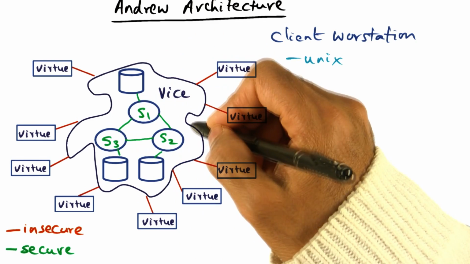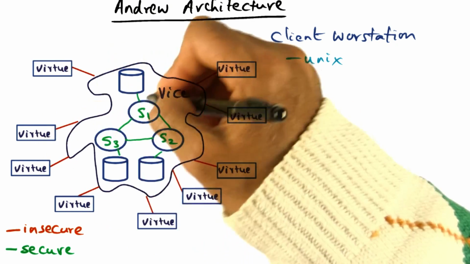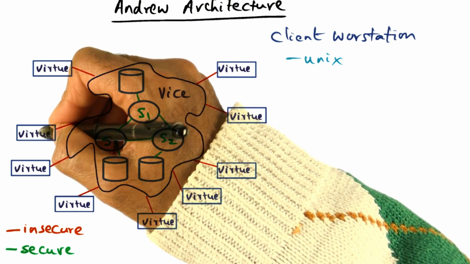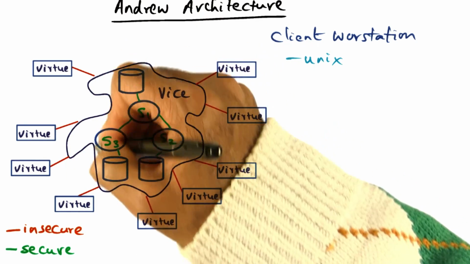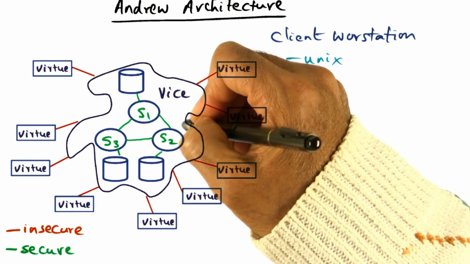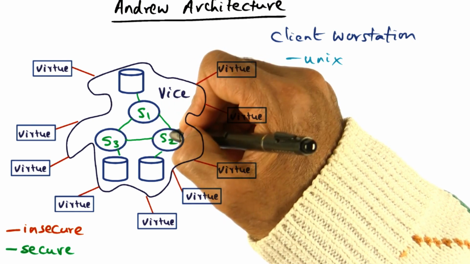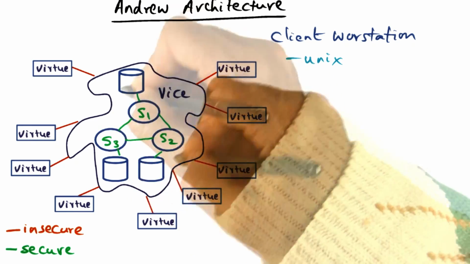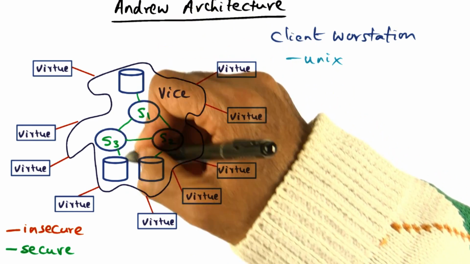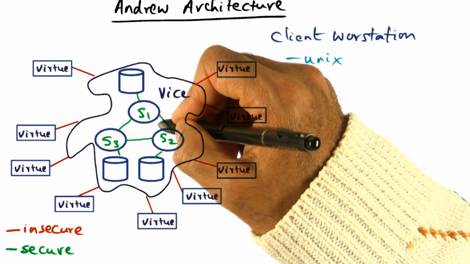And these servers are in a secure environment. In other words, accessing the servers from a client workstation uses insecure links, but once inside the boundary, the servers can talk to one another, exchange information, grab data from the disks, and so on. This communication that happens inside this server environment is secure communication.